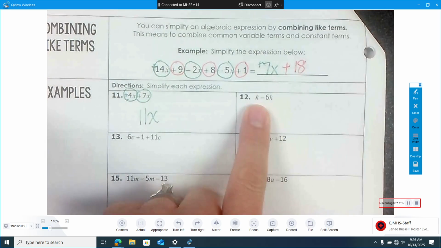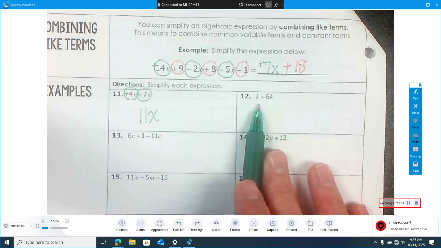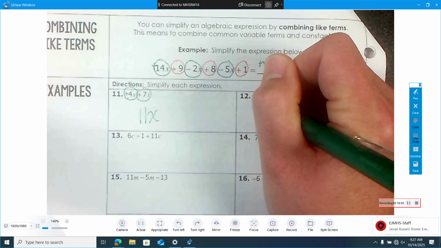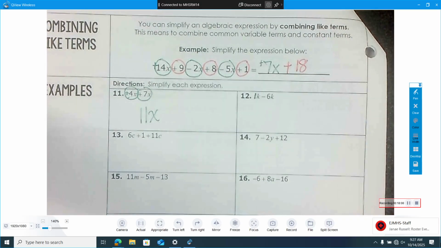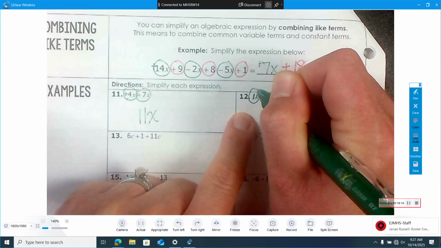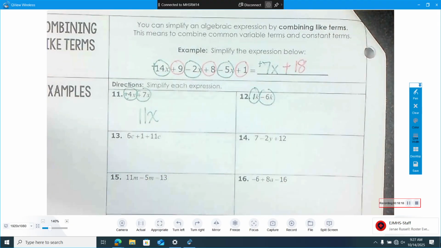All right, tricky 12. They are like terms. What's the coefficient here in front of the k? A 1. There's always 1. We've got one little rainbow, okay, to represent that k. All right, so now I have a positive 1k and I have a negative 6k.